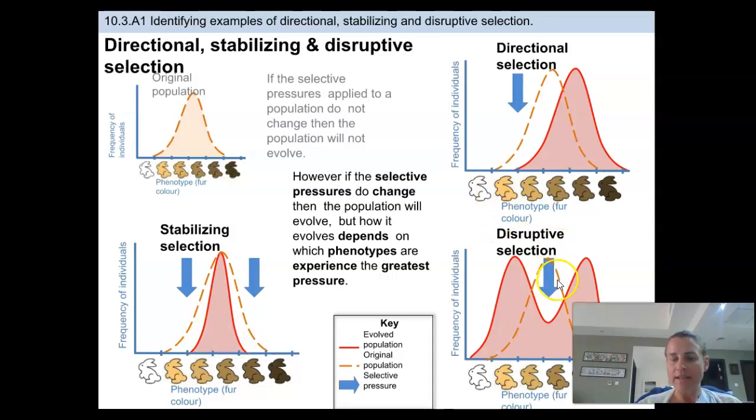Okay, disruptive selection, where the original population gets split, a selection pressure splits them in the middle, and then you get one population of one type of allele and one population with another. So their phenotypes are going to be quite different then. If the selective pressures do change, then the population will evolve, but how it evolves depends on which phenotypes experience the greatest pressure. Okay, so which characteristics have become a disadvantage, and those particular members of the species will die out. We're going to now go through, so there'll be an example of each one of these.